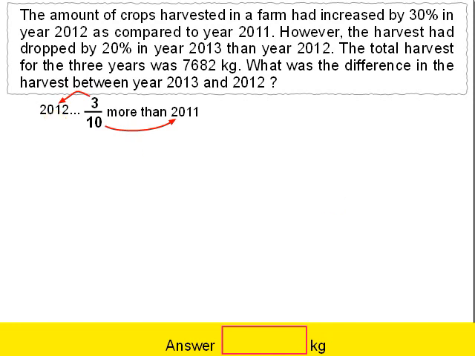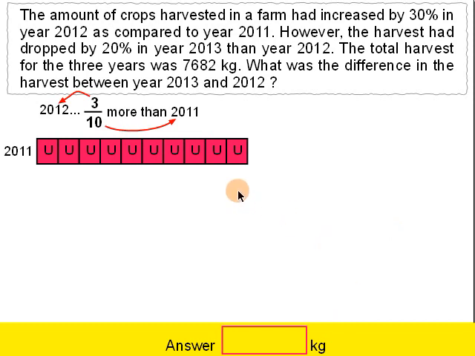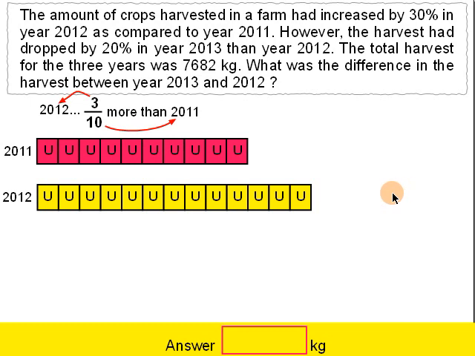So year 2011, they had a total of 10 units of crops. And then 2012, 3 units more than 2011. So 2012, it was 13 units of crops. Then we go on to read the next statement.